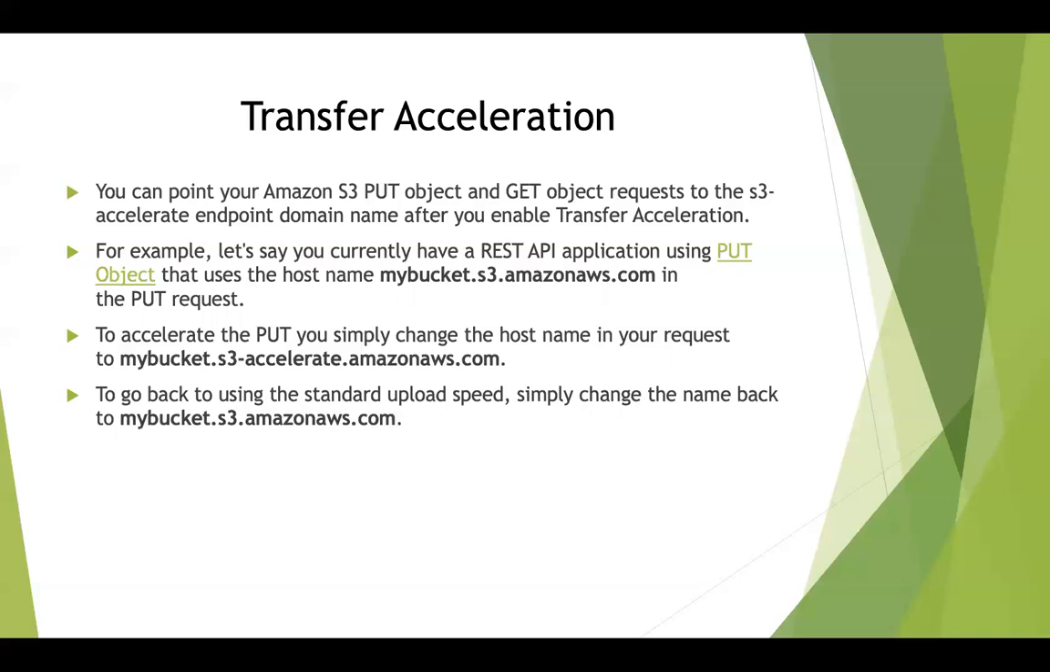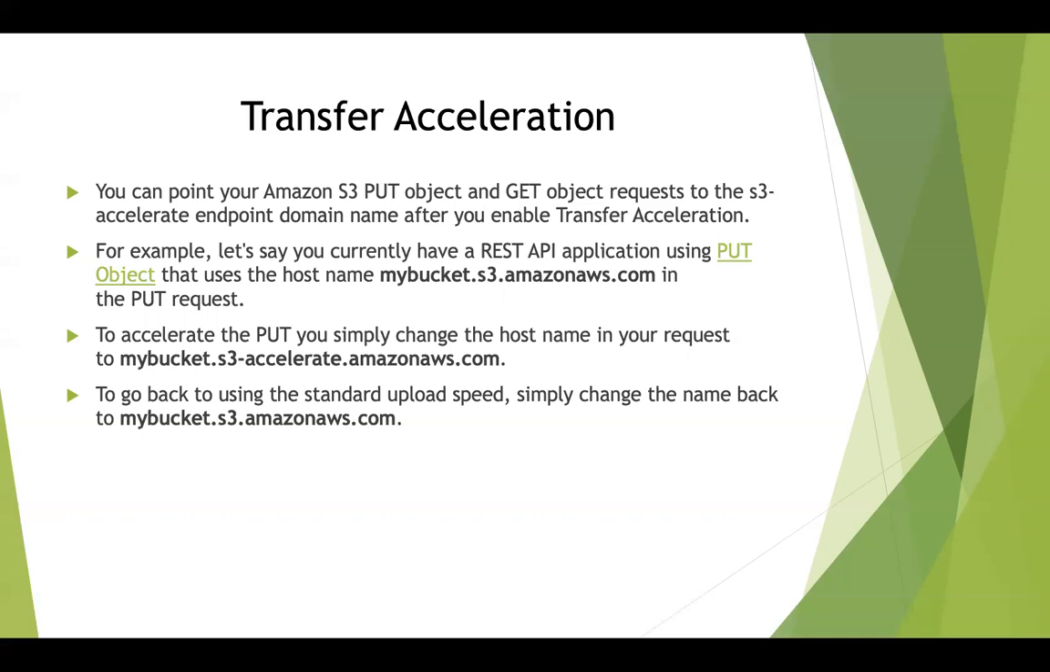But to accelerate your put request, you can simply change your host name in the request to mybucket.s3-accelerate.amazonaws.com. All you need to do is just change the host name for your object to be uploaded to the nearest edge location, and then over an optimized network path, it will be uploaded to the destination S3 bucket. To go back to using the standard upload speed, you can simply change your host name back to your bucketname.s3.amazonaws.com. So this is how you use transfer acceleration when you work with your applications.